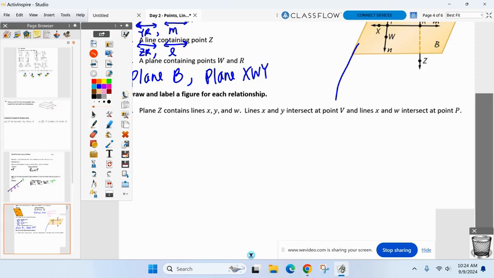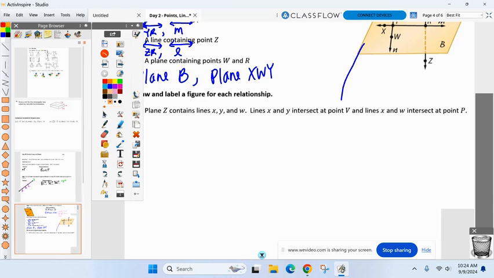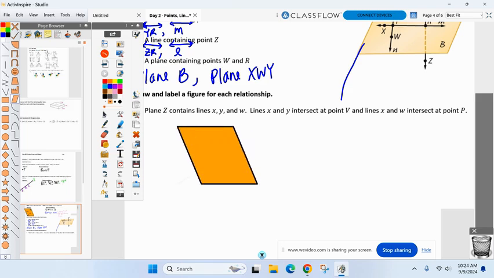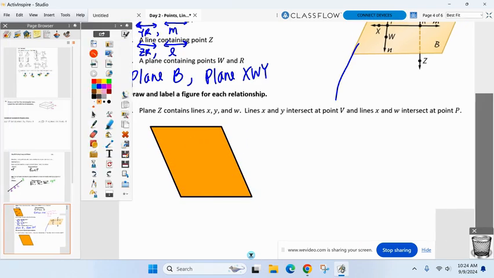Notice how I labeled it. I wrote it plane Z, everybody. So hopefully everyone's drawing their plane with a capital letter Z somewhere in the corner. It doesn't have to be top right. It can be anywhere you want. All right, you ready to keep reading?